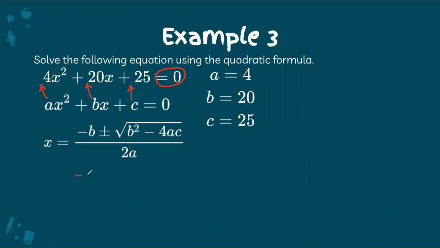First part would be negative times our b value, in this case 20, and then plus or minus the square root of b squared, which would be 20 squared, minus 4 times our a value, which is 4, times our c value, which is 25. And that would be all over 2 times our a value. Again, our a value is 4. Now that you've plugged in your a, b, and c values, we can go ahead and simplify.